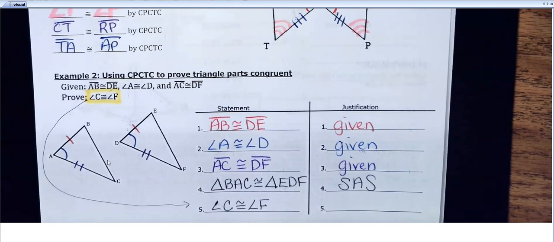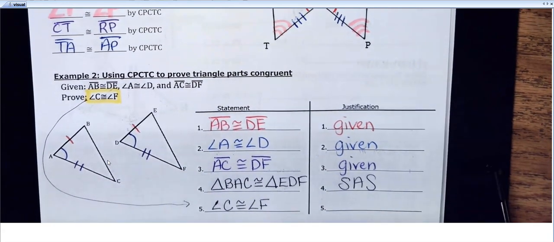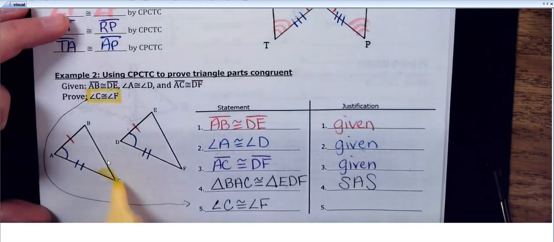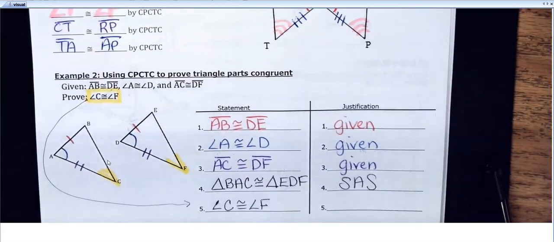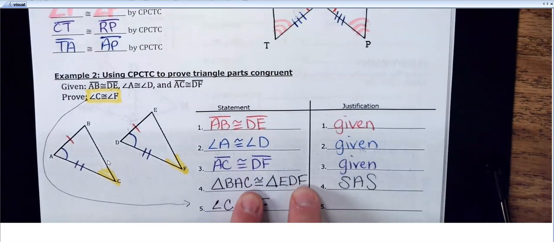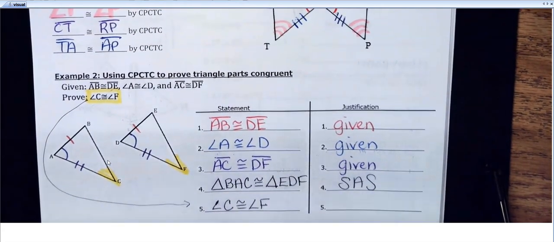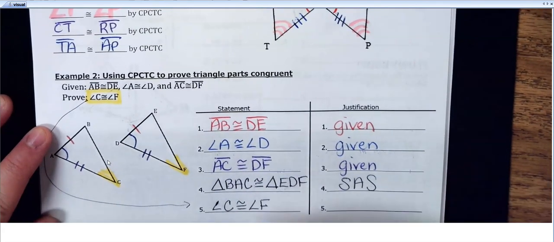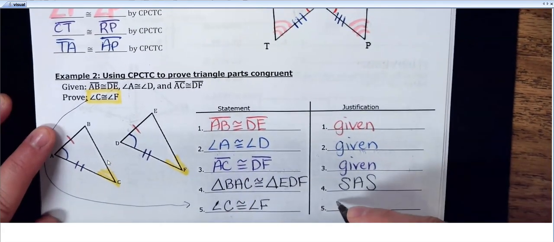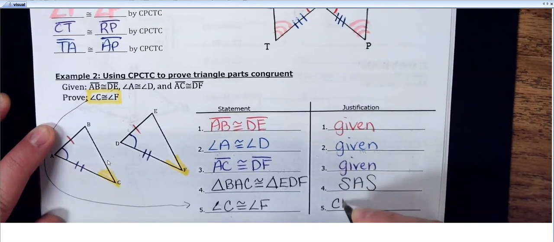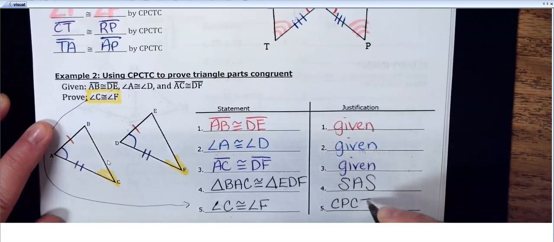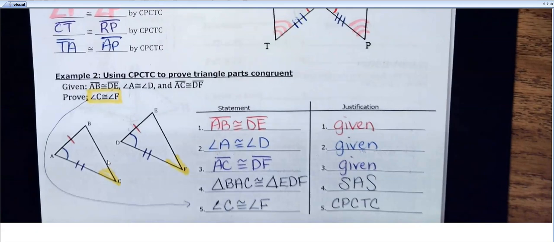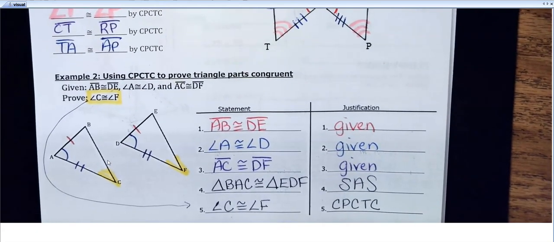That forces, so even though we didn't know this, do you guys see how C and F, I'm just going to kind of mark it on my picture a little bit, like this angle and this angle, they're in the same spot. C and F are in the same spot in the congruent statement. So that's a set of corresponding angles. So because the triangles were congruent, it forces these angles to be congruent. So this last step should be corresponding parts of congruent triangles are congruent. I'm just using that CPCTC abbreviation.